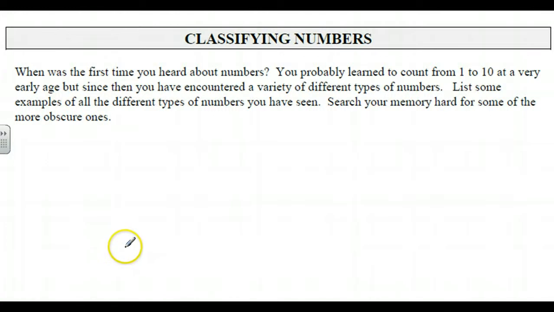Classifying numbers. When was the first time you heard about numbers? You probably learned to count from 1 to 10 at a very early age, but since then you've encountered a variety of different types of numbers. List some examples of all the different types of numbers you have seen. Search your memory for some of the more obscure ones.